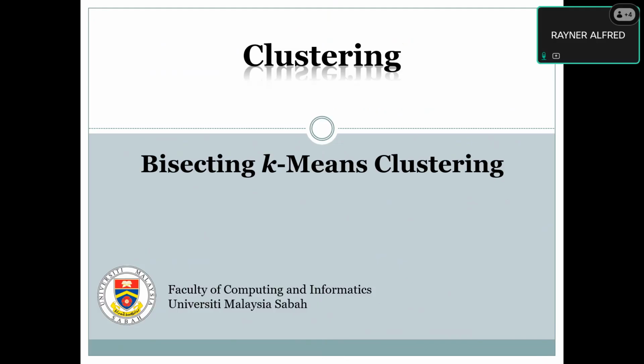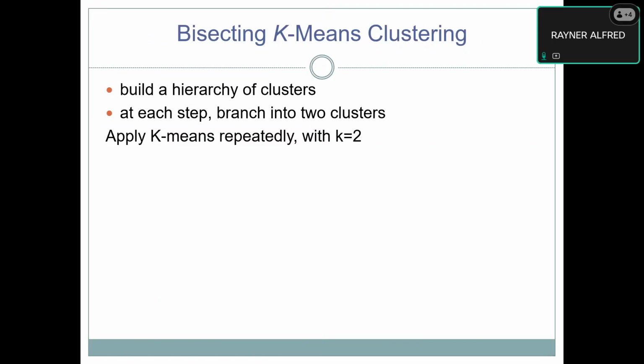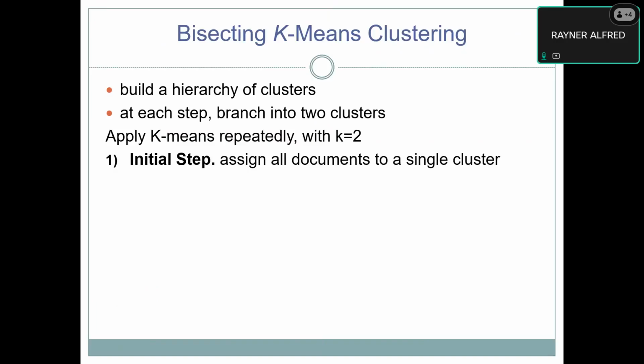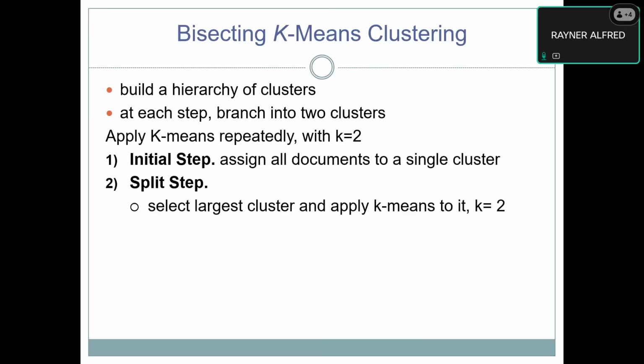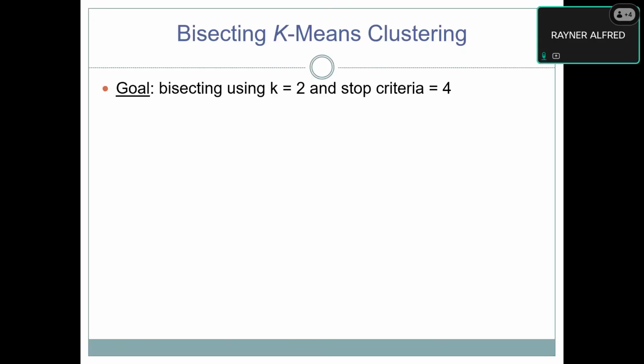There is also a variant of k-means called bisecting k-means. In this case, we are breaking it into 2. If k equals 2, it means we divide them into 2. So the initial step is to assign all documents to a single cluster. Then you split them into 2. Okay, and there'll be a stopping criteria. For example, you stop splitting when the number of documents is equal to a certain number. Okay, for example, like this.